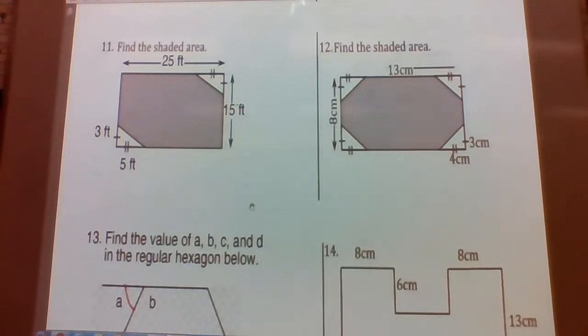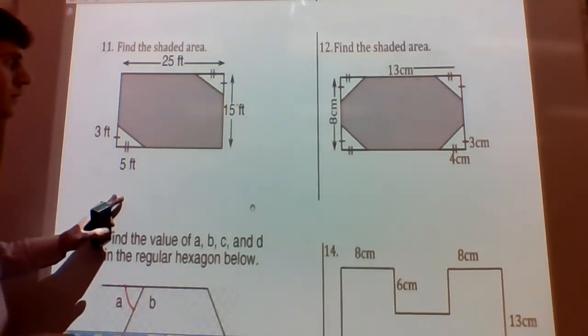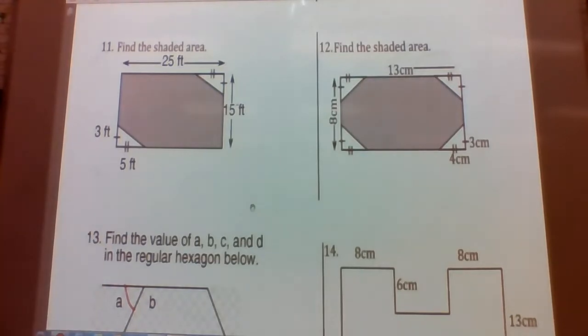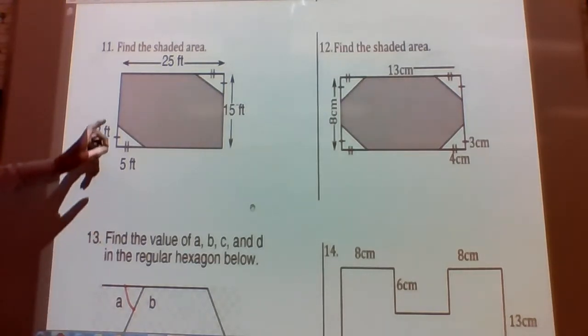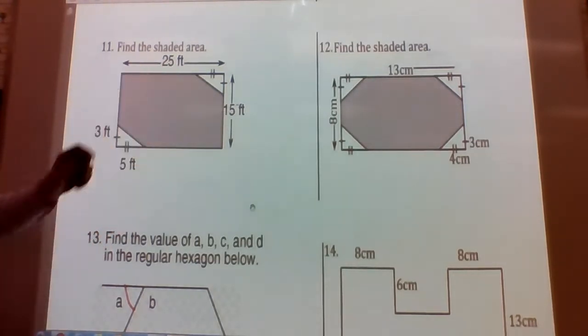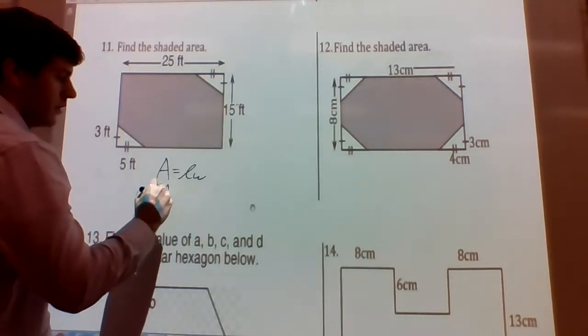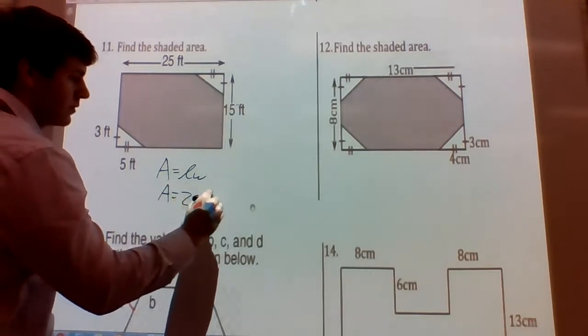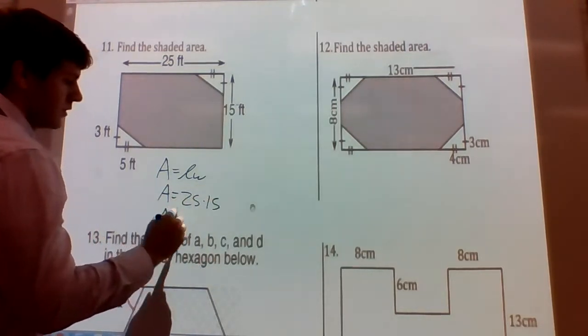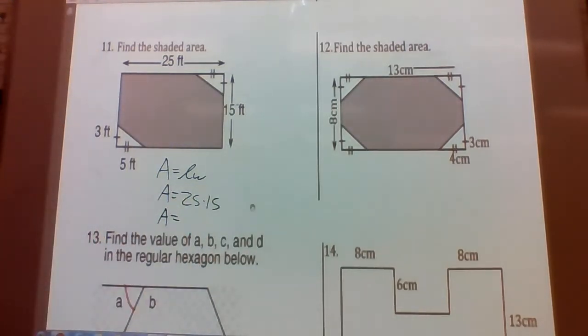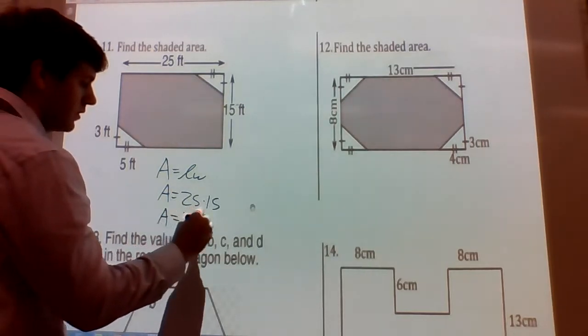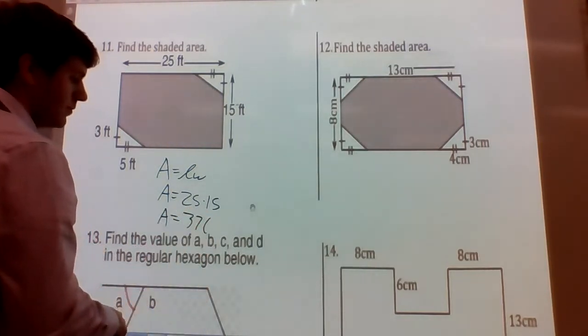11 and 12. So find the area of the shaded region. So again, shaded and unshaded is what we're going to look for. The rectangle is 25 by 15. So the area of the rectangle is length times width, which is 25 times 15, which is going to give us, I believe, 375.